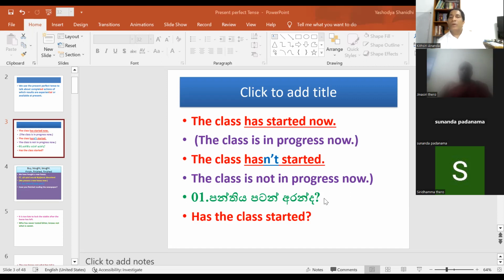Now, a passer-by would say the class has started because he can see the class is in progress. So the class is going on.